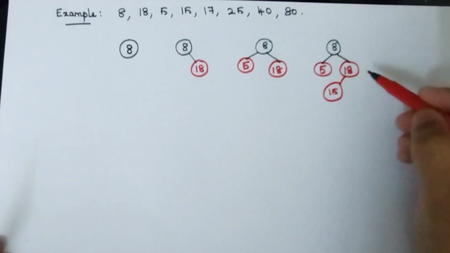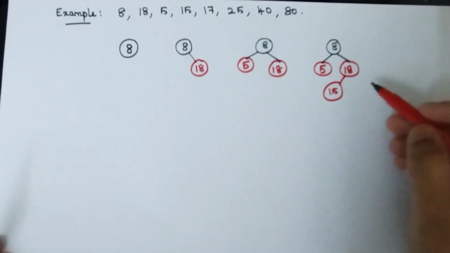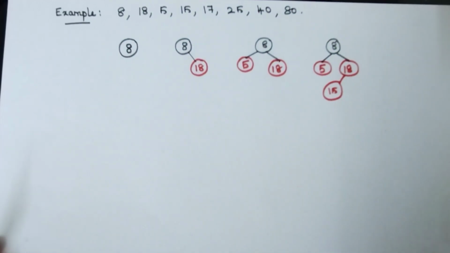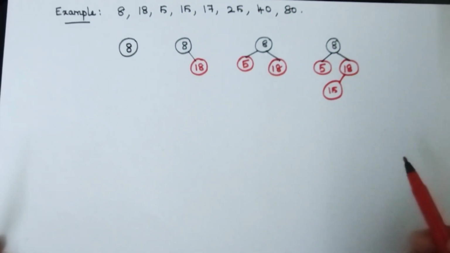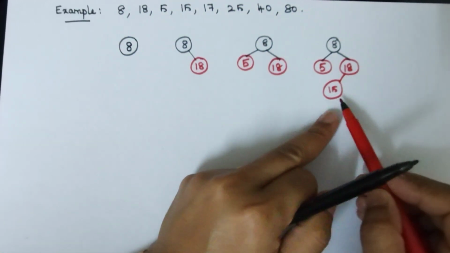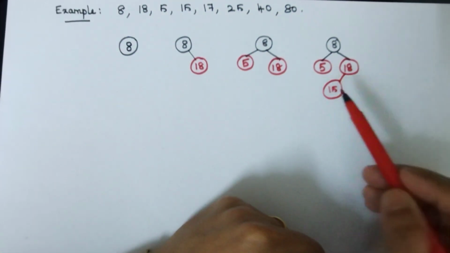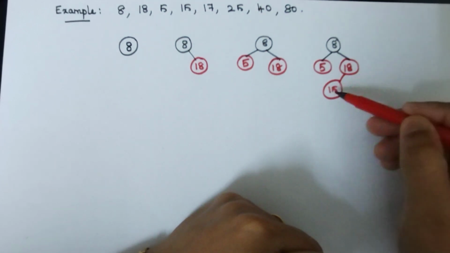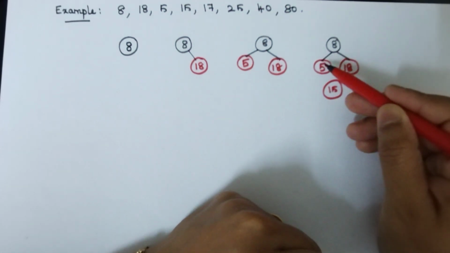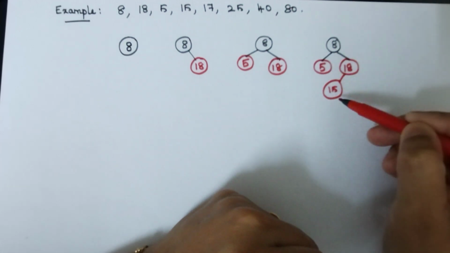So what happened? We are getting 2 consecutive red nodes. So this is violating the property. Now the tree is unbalanced, so we need to balance this tree. So what will you do for balancing? You need to check the uncle node color. So this is my new node inserted. And for this new node, what is the uncle node? Uncle node is the sibling of the parent. What is the parent of 15? 18 is the parent of 15. And what is the sibling of 18? That is 5. Now 5 is the uncle node for 15.